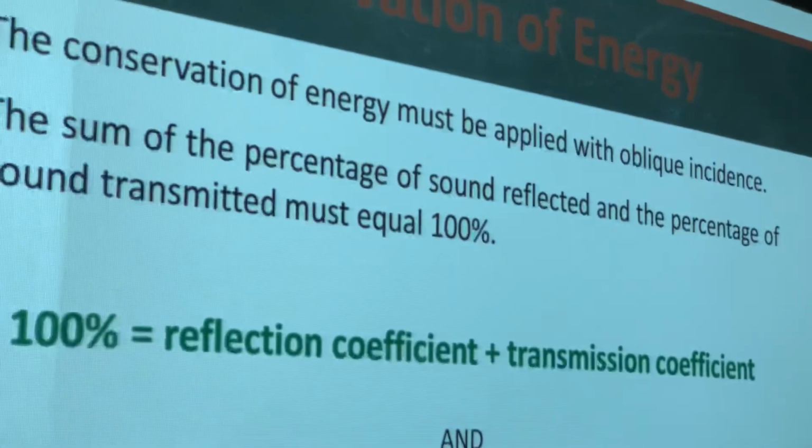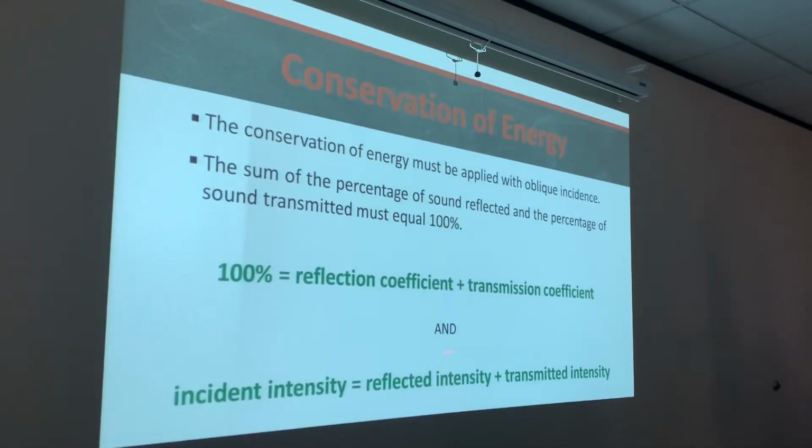Okay. So the conservation of energy must be applied with oblique incidence. The sum of the percentage of the sound reflected and the percentage of the sound transmitted must equal 100. Of course. Okay? So 100 equals the reflection coefficient plus the transmission coefficient.